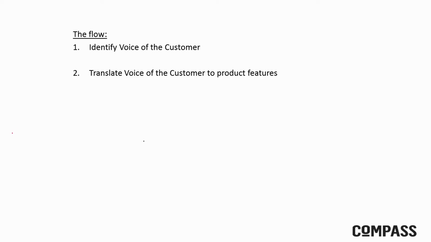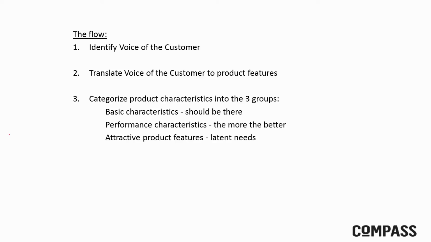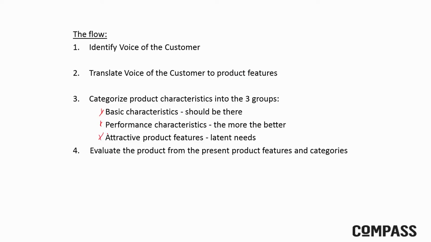Let's look at the flow. First off, we identify the voice of the customer. Then we translate the voice of the customer to product features. We take those product features and categorize them, and we have the three categories. And finally, we evaluate the product from the present product features and categories.